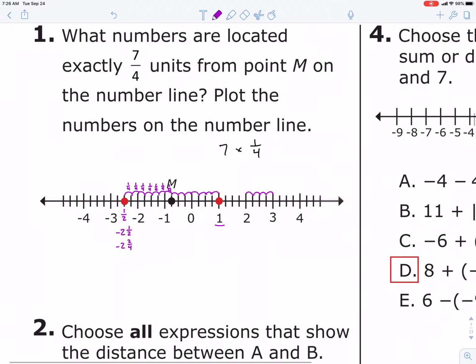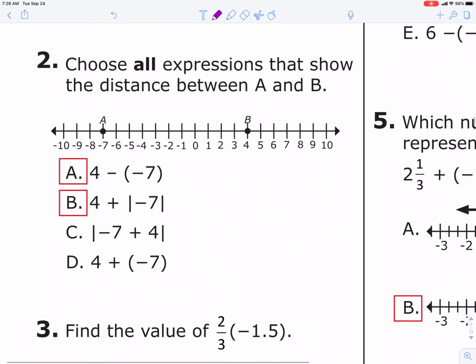Let's move on to number 2. Choose all expressions that show the distance between A and B. Well, first thing I need to know is, what is the distance between A and B? Count the units. How far is it? 1, 2, 3, 4, 5, 6, 7, 8, 9, 10, 11. So I only want the ones that come out to 11.